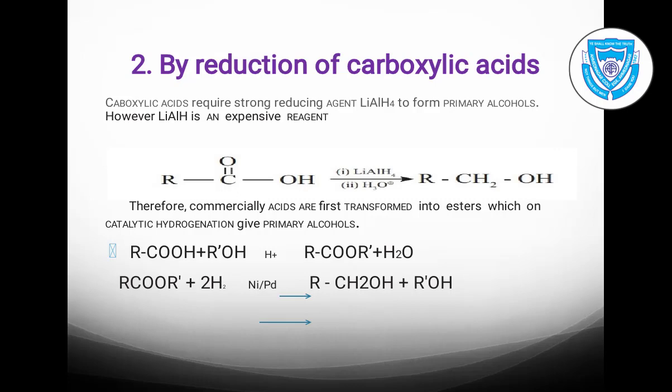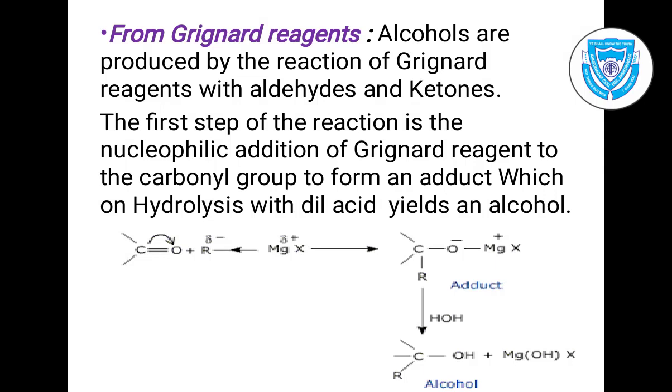Okay. Now the next method, which is an important method we are going to talk about, is from Grignard's reagent. As I told you in the beginning, this is an organometallic compound, RMgX, where R can be any alkyl group, Mg is the metal, and X is a halogen. How does the addition take place over here? In this reaction, alcohols are produced by the reaction of Grignard's reagent with aldehydes or ketones. So you can get primary, secondary and tertiary alcohols by this method.